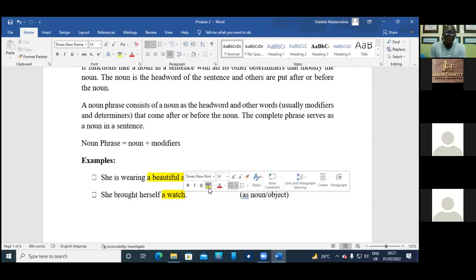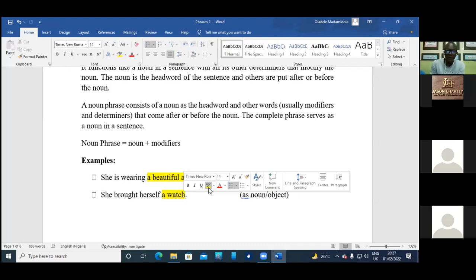Now, this is what you look out for to identify a noun phrase. You discover that the noun is the most important word, as I said before, in the phrase. A word cannot stand alone as a phrase. It has to be two or more words without a finite verb. So in these two examples, you see that we have two or more words without a finite verb.